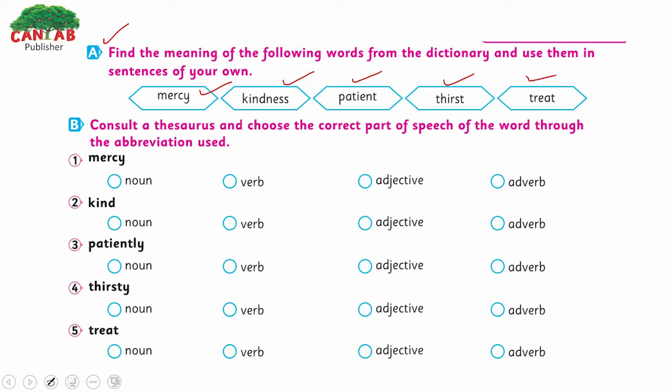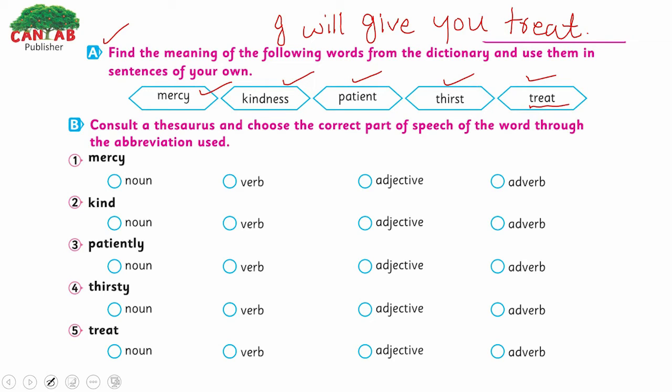How? Let me do the one for you. Let's suppose I am making a sentence of treat. Here, I will give you treat. Yes, you need to do just like that.